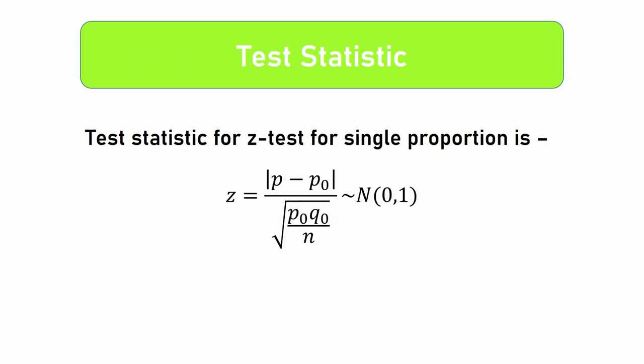Moving forward, we have the test statistic for a single proportion, which is Z is equal to modulus of P minus P0 divided by the root of P0 into Q0 divided by N, which follows the normal distribution with mean 0 and variance 1, which is the standard normal distribution. Here P, as we have already discussed, is the proportion for our sample, P0 is the specified value, Q0 is 1 minus P0, and N is the number of observations.